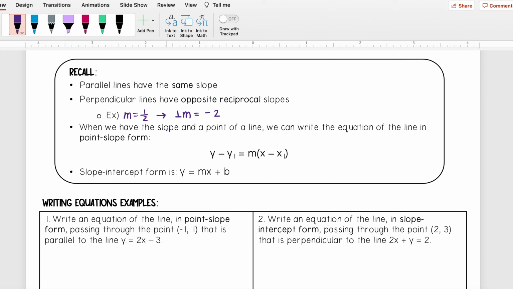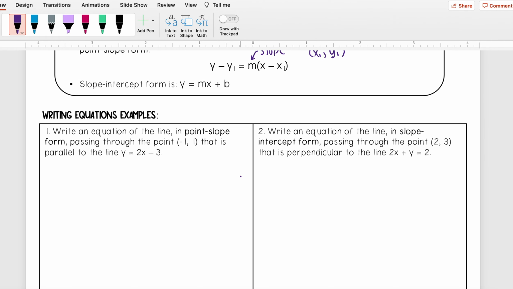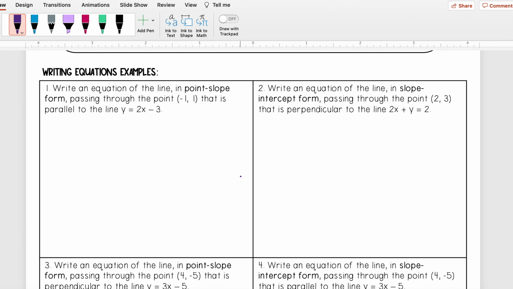And then we also have the two forms of equations of lines that we've learned about. When we have the slope and a point of a line, we can write the equation of a line in point slope form. So remember, my m here is my slope, and then x1, y1 is the point that I'm given, that I plug in. And then we also have slope-intercept form, where m is still that same slope, and b is your y-intercept. So let's go through some examples.